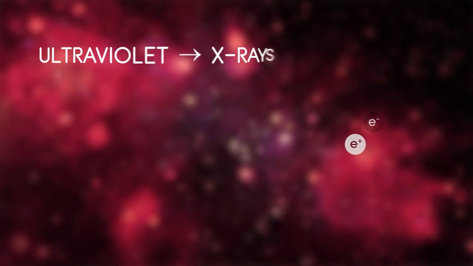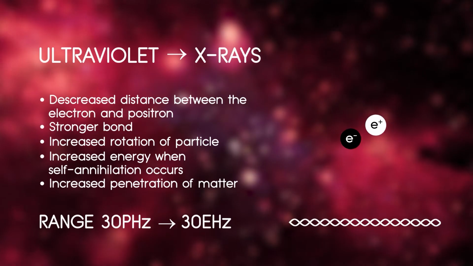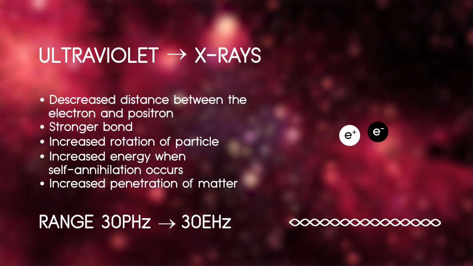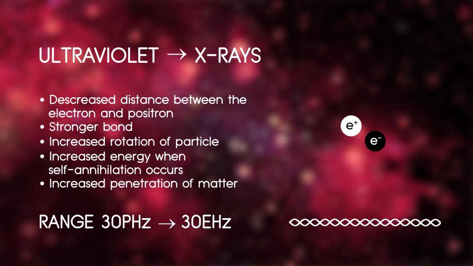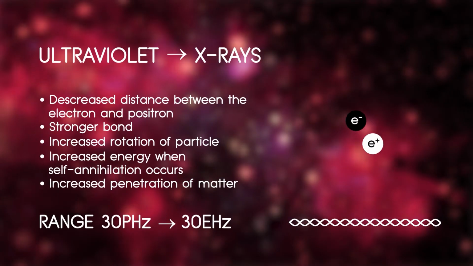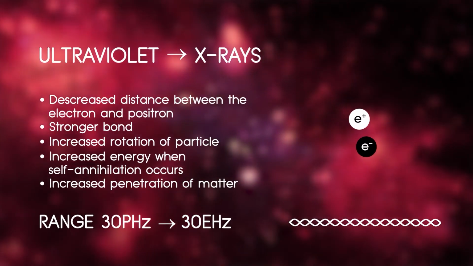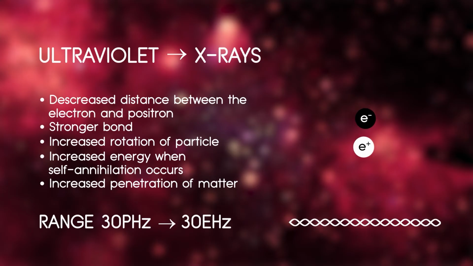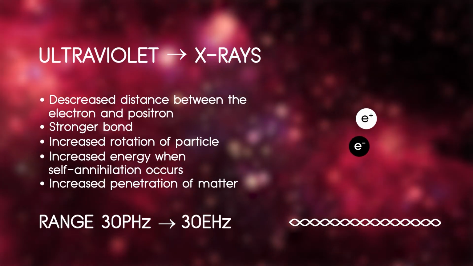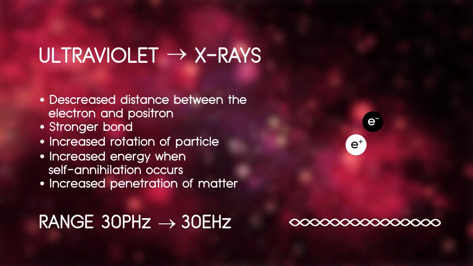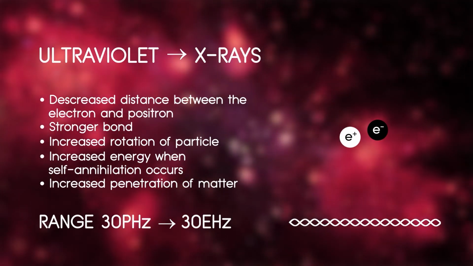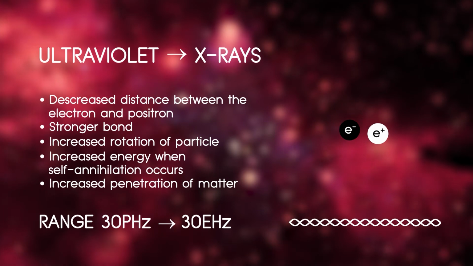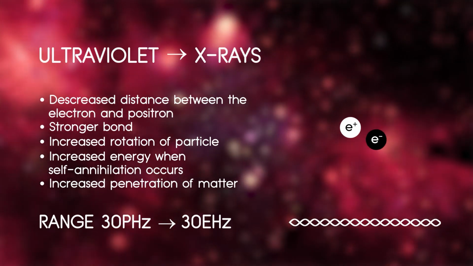6. X-rays. As the wavelength of EMR continues to decrease, the distance of the electron and positron also decreases, the bond becomes stronger, and the velocity and energy in the binary particle increases. With the smaller radius of rotation of E-, E+, there is a greater chance of the particle not interacting with the atomic nucleus, nor the electron boundary of the matter through which it's passing.